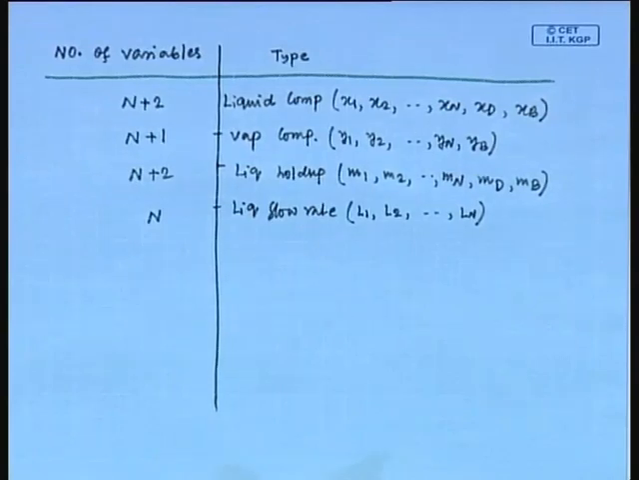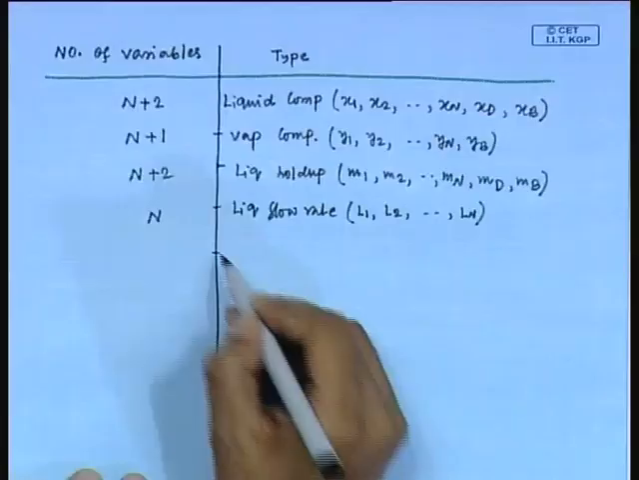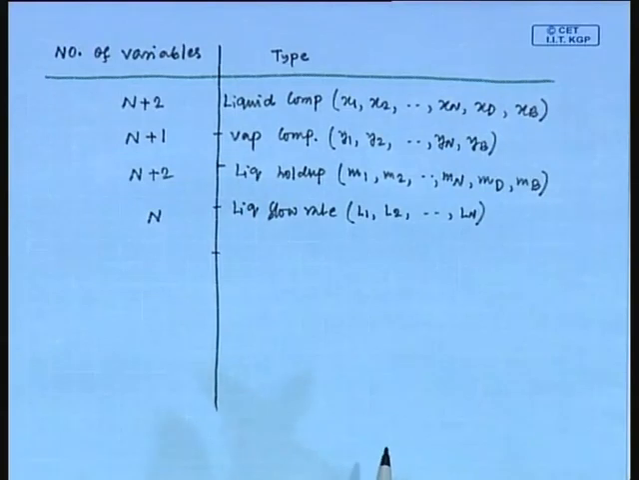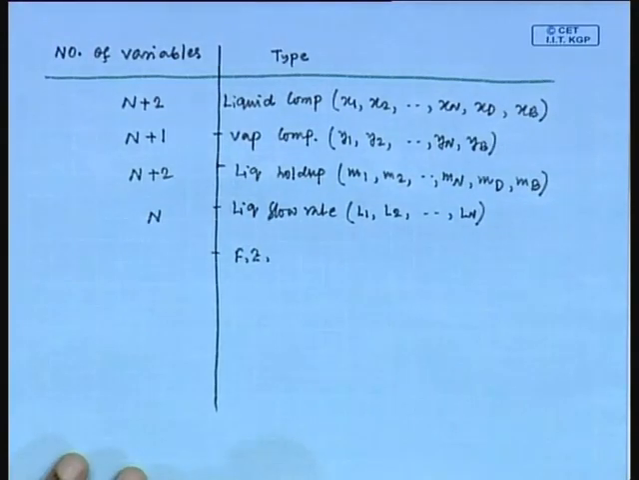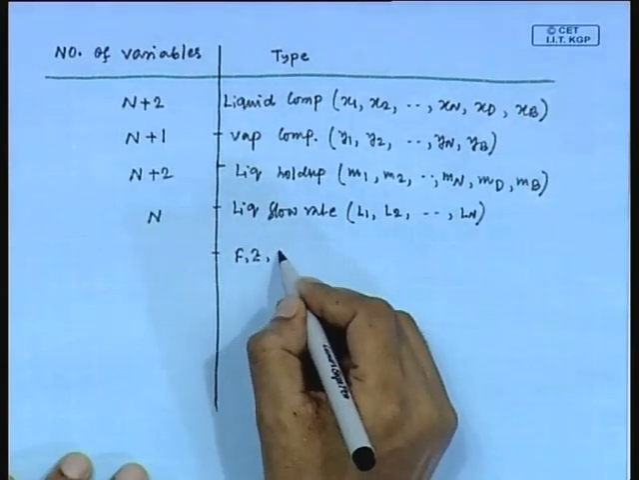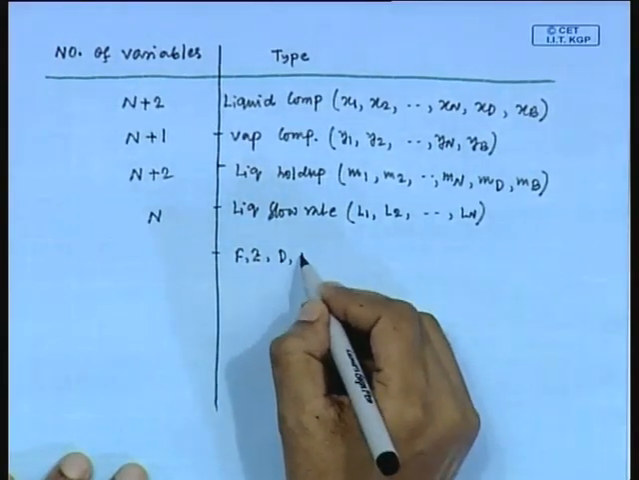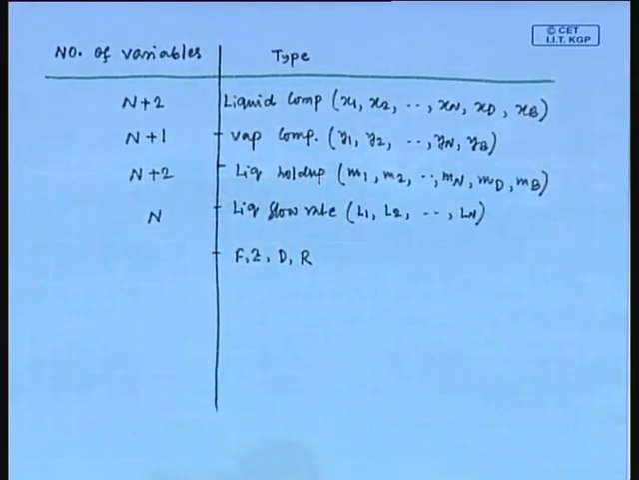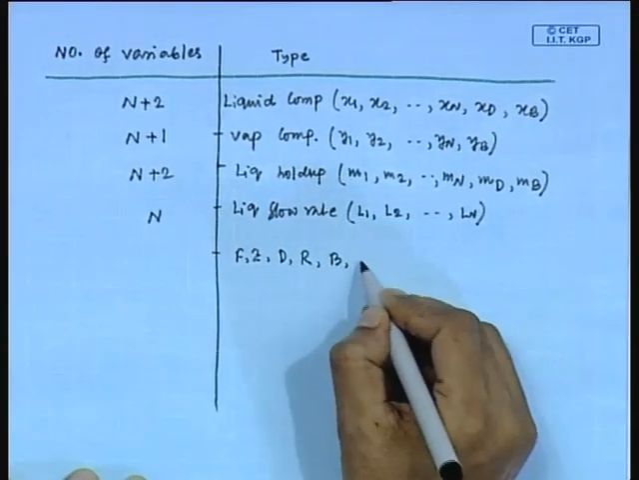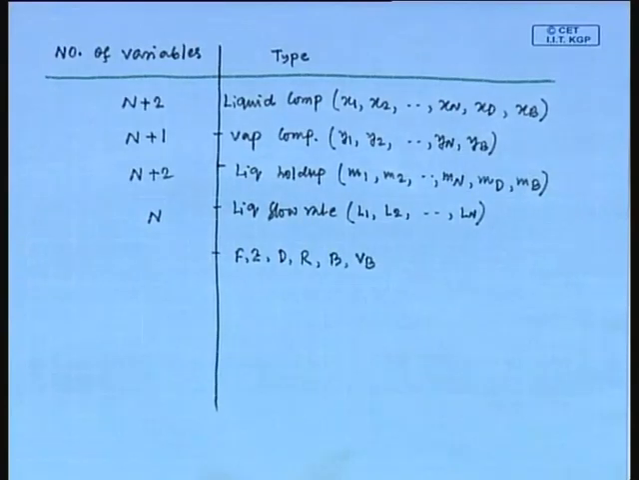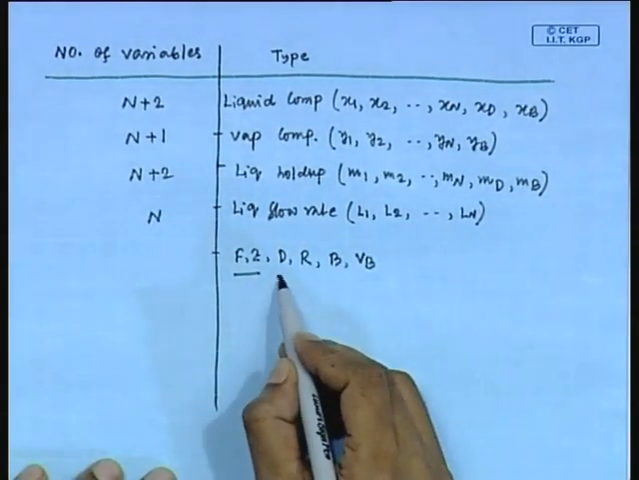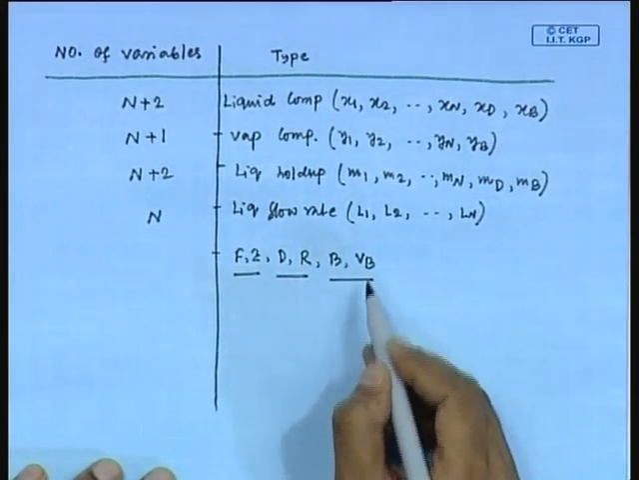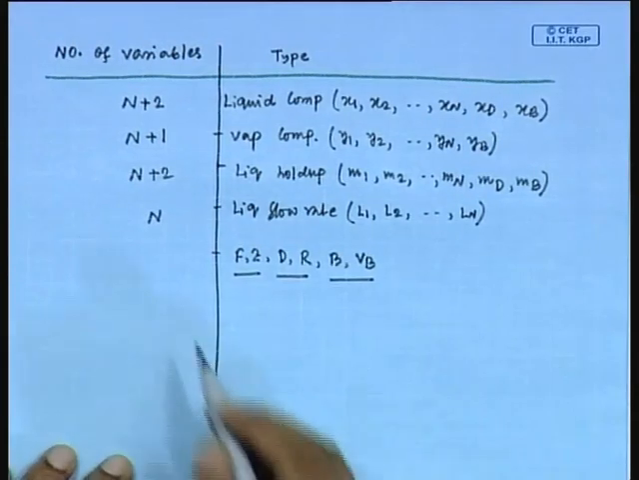Fine. Now, apart from these variables, what are the other variables involved in the distillation modeling? First, you will consider the feed. What are the variables used for feed? F and Z. What about the top section? In the top section, we have another two variables, one is D, another one is reflux flow rate. Fine. And what about the bottom section? One is bottom flow rate, another one is boil off. So, these two are representing the feed, these two in the top section, and these two we are considering for the bottom section. So, how many then? 6.